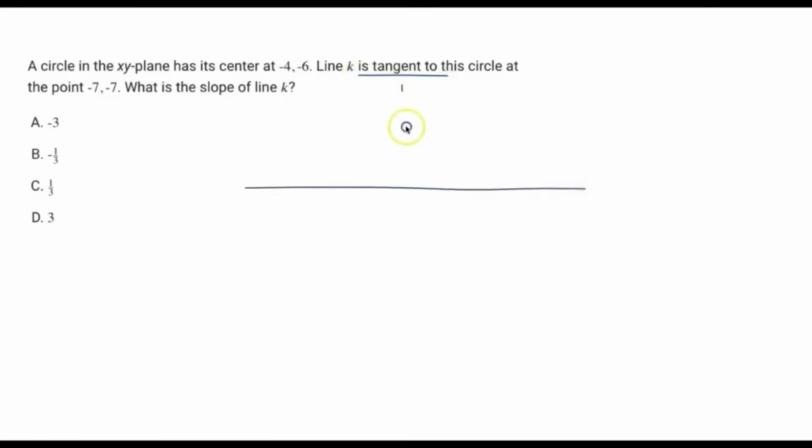So if we draw the coordinate plane here, and we know that the circle has its center at these coordinates, negative 4, negative 6. So it's going to be somewhere, I don't know, like right here.